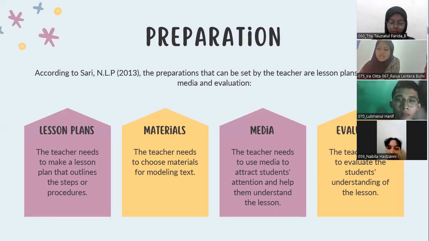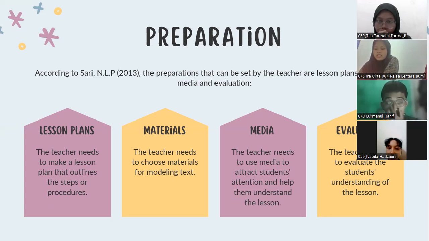Number two, materials. The teacher needs to choose materials for modeling text, which can be from the textbook, provided in the curriculum, or authentic materials from the internet, newspaper, magazine, and others. The text should be easily understood by the students and related to their daily life. Number three, media. The teacher needs to use media such as LCD projectors, laptop, picture, and videos to attract students' attention and help them understand the lessons.